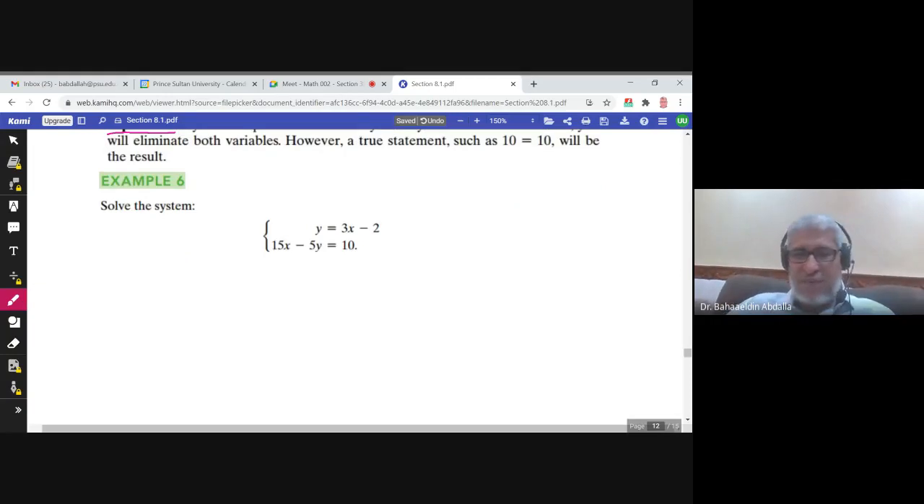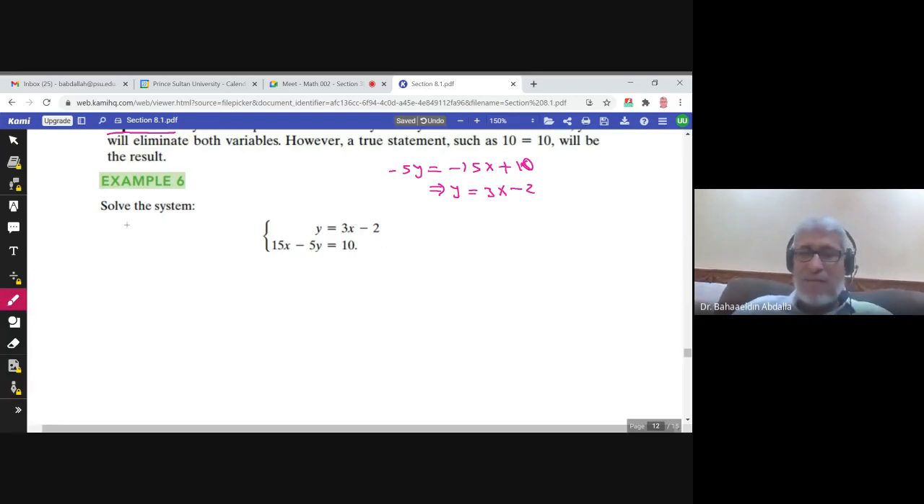So in this example, the first equation is solved for y. If you solve the second equation for y, you keep negative 5y here. If you take 15x to the other side and divide by negative 5, you will have y equals negative 15 over negative 5, which is 3x, and negative 5y equals negative, plus 10, plus 10 over negative 5, which is negative 2. So you will have 3x minus 2, which is exactly the first equation. So in fact, these two equations are the same.